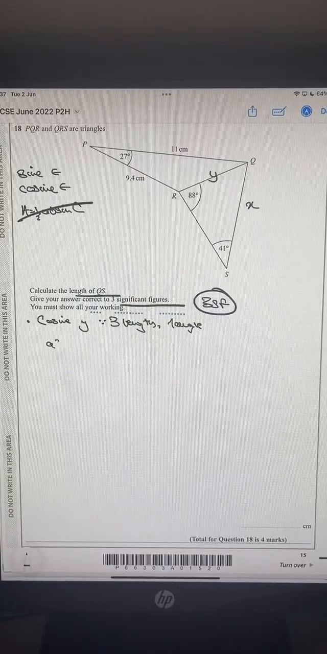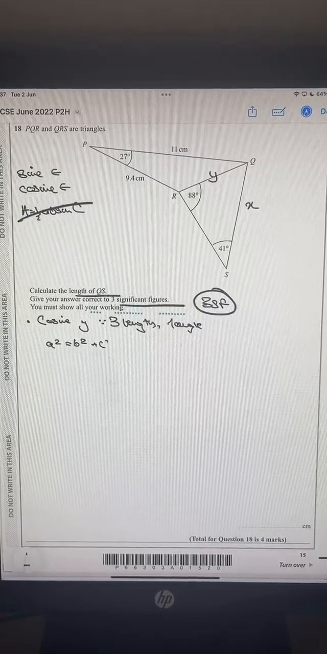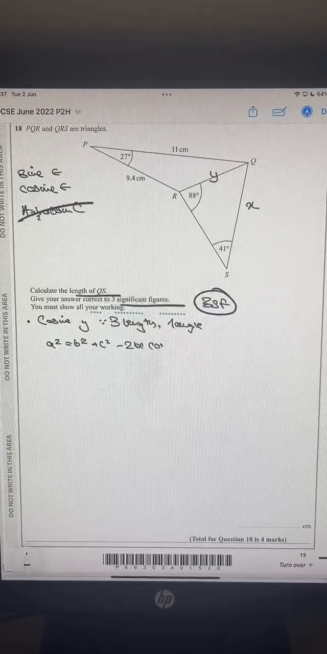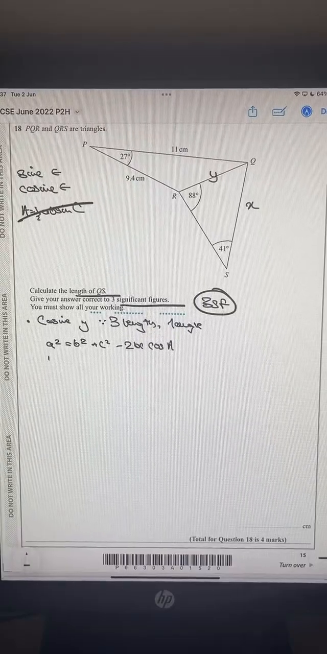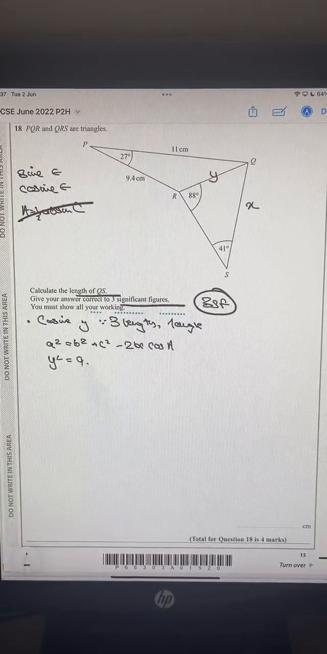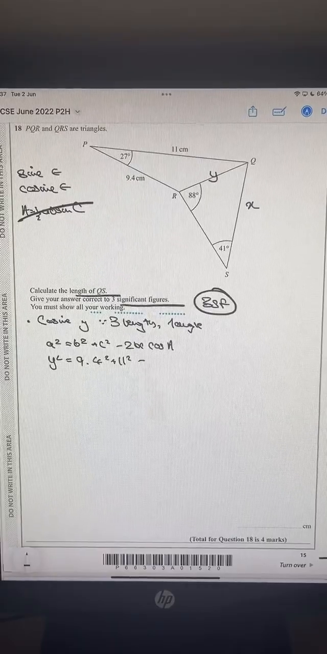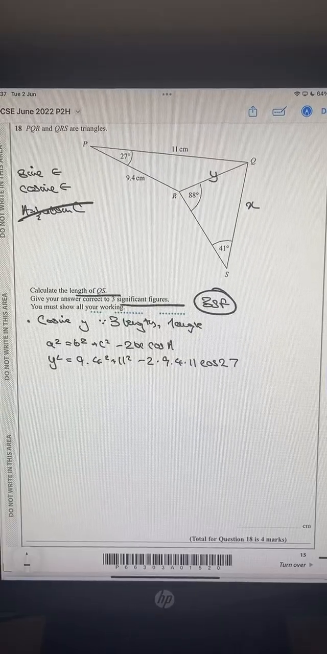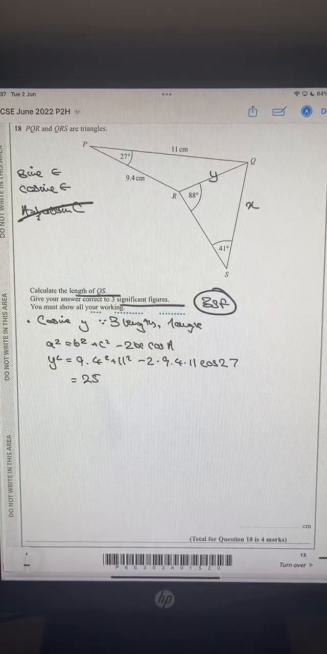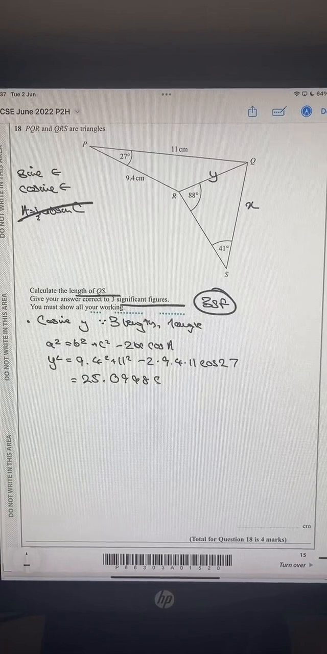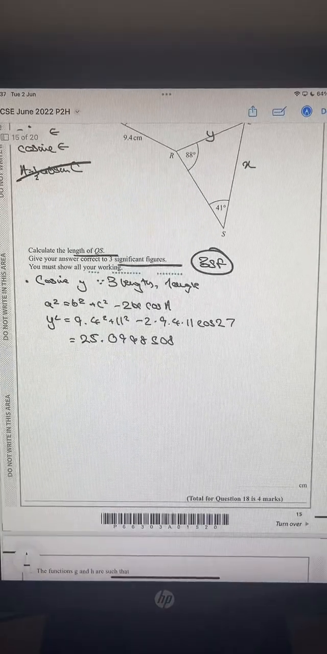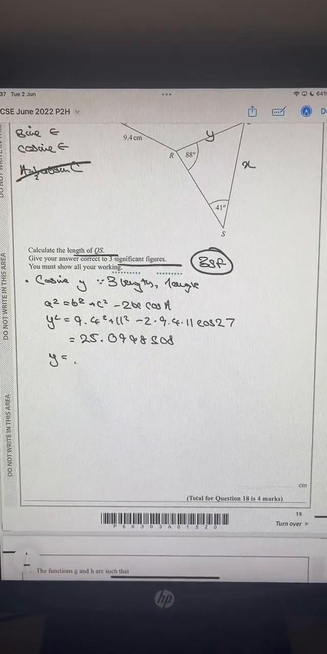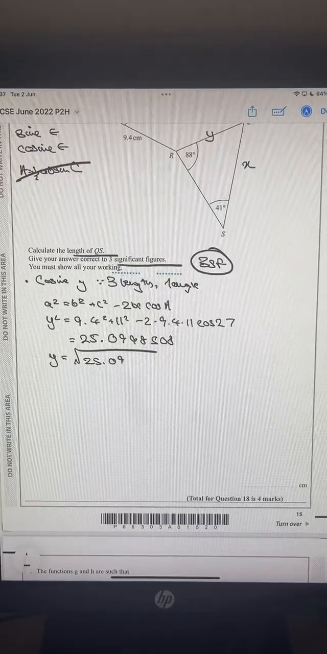So state your rule first. A squared equals b squared plus c squared minus 2bc cos A, and then just sub in. y squared equals 9.4 squared plus 11 squared minus 2 times 9.4 times 11 cos of A, which is 27, cos of 27. So we get that that's equal to 25.0998508. That is my value of y squared. So I need to find out what y is. y is going to be the square root of 25.09 and so on.